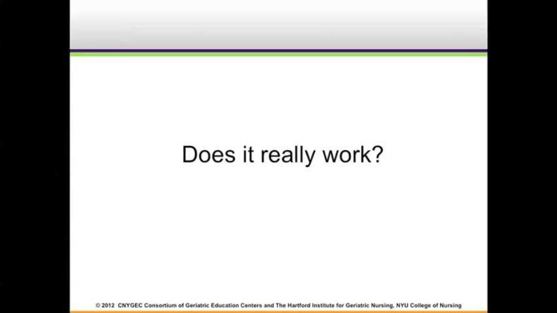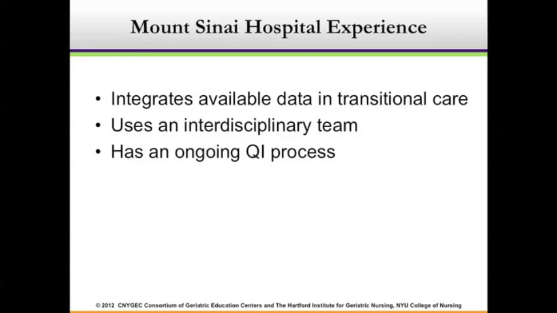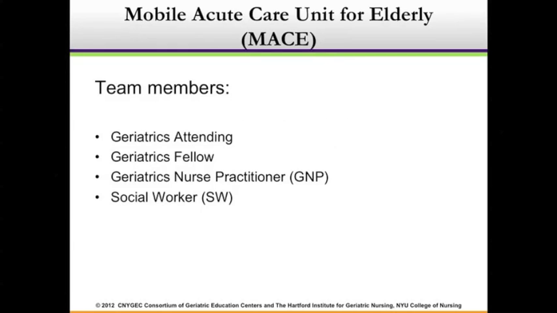Okay, so we're going to move now to our experience, and does this really work? Let's talk about our mobile ACE service, which basically integrates available data in the transitional care, uses the interdisciplinary team, which we'll talk a little bit about, and very importantly, builds in a continuous quality improvement process so that we can always do better. And that's the thing, of course, in healthcare, that there's always room to continue to do better. I'll turn this over to Annie now to talk more about our mobile ACE service.